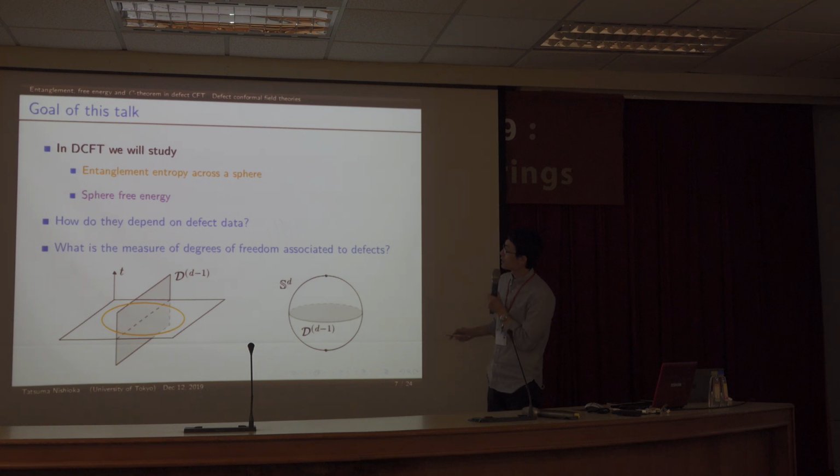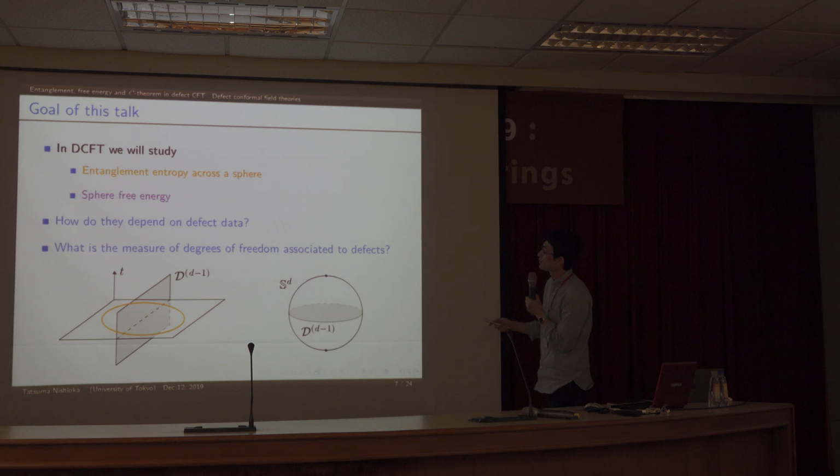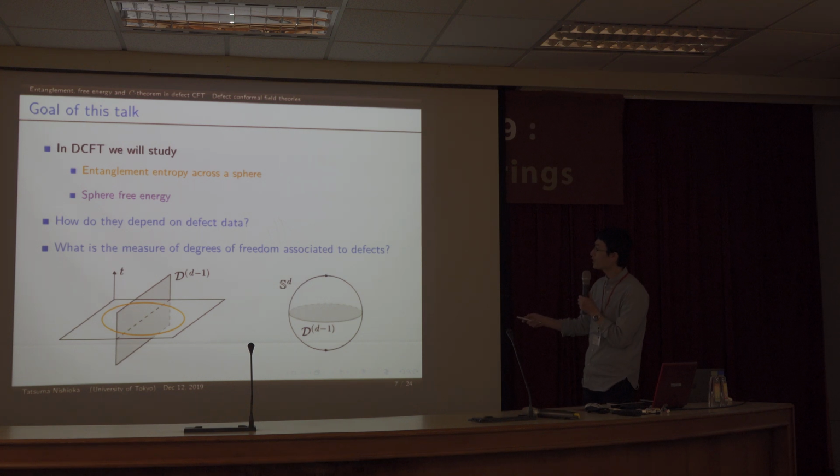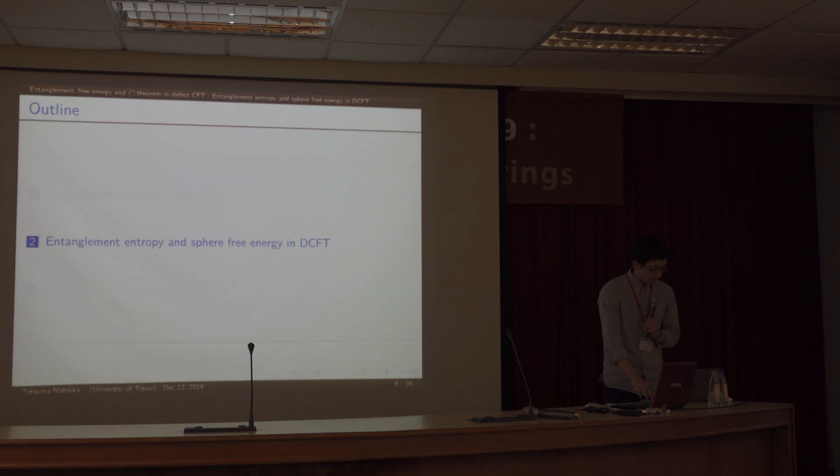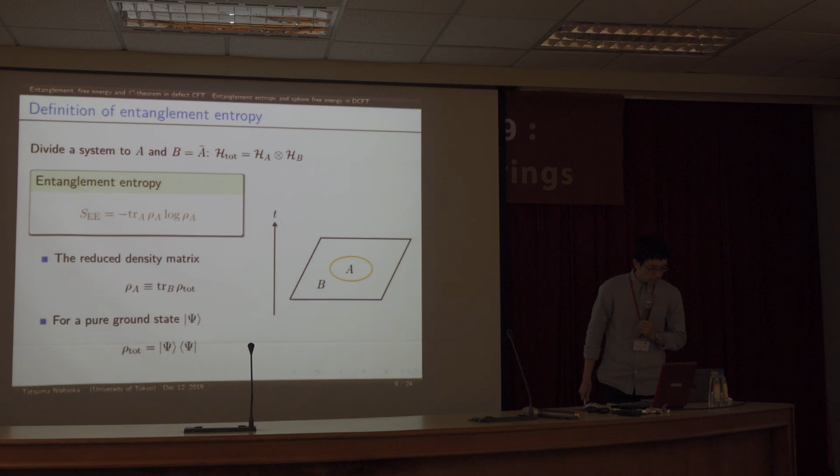Now, I ask two questions. They are mostly the same. How do they depend on defect data? And also, how do we count or measure degrees of freedom associated to defects? Okay, so now let me move on to the second part.